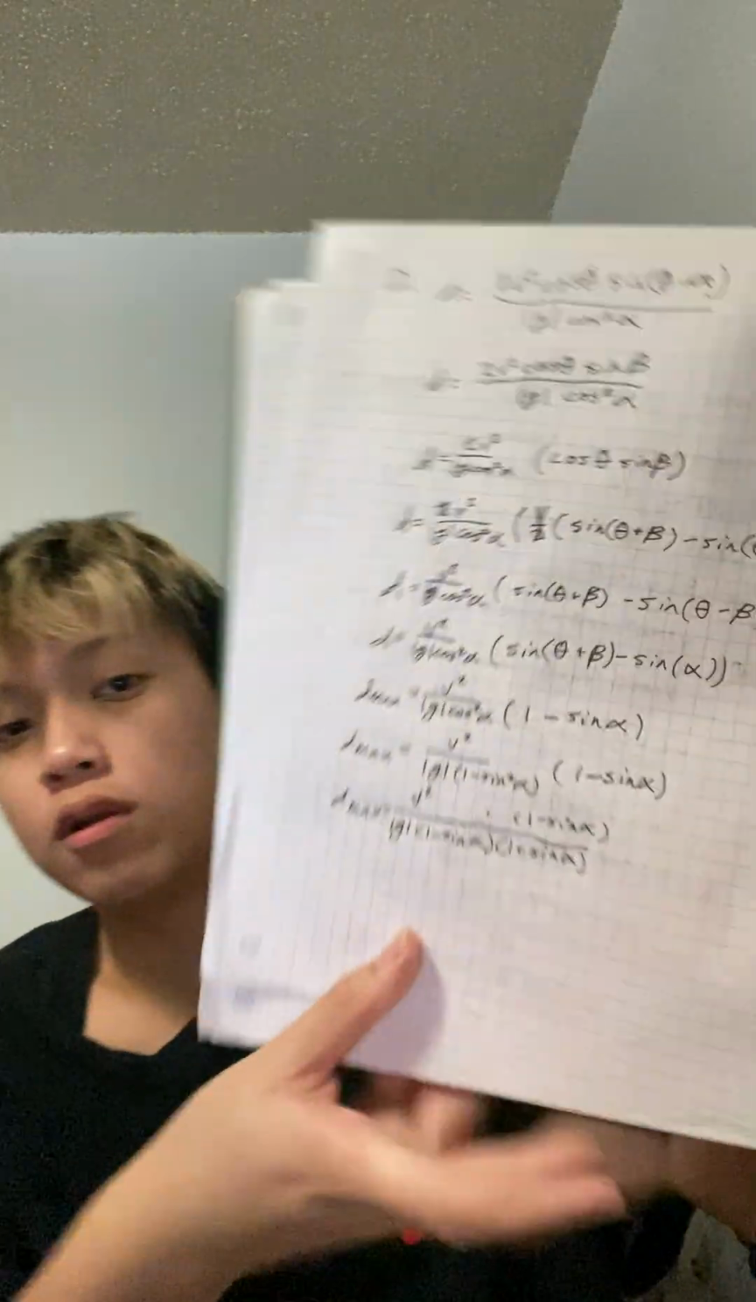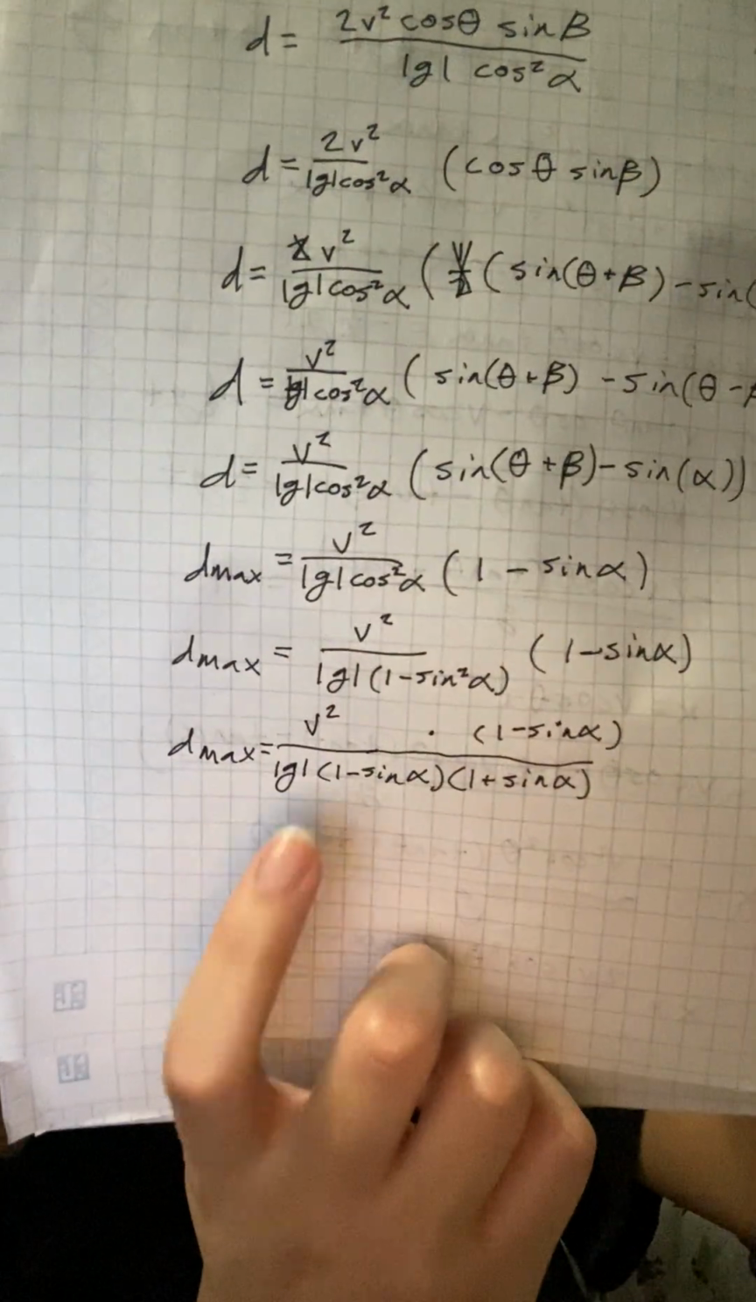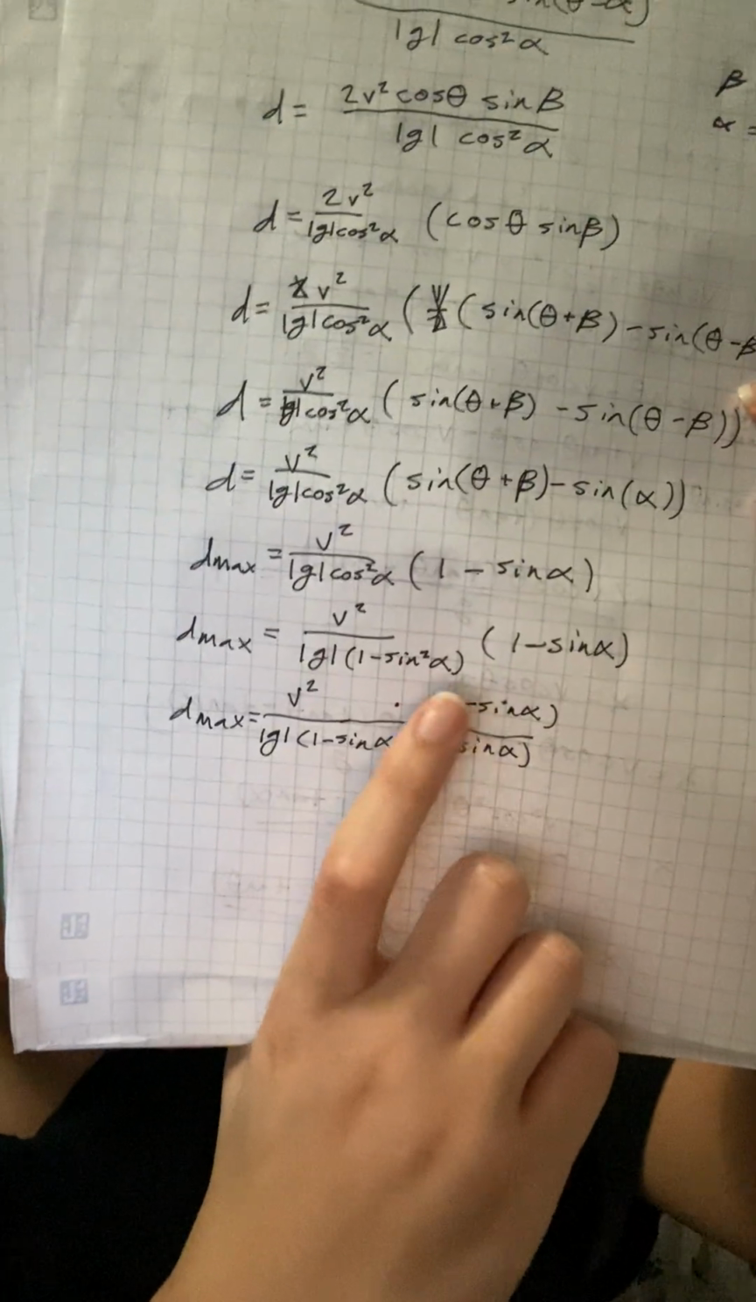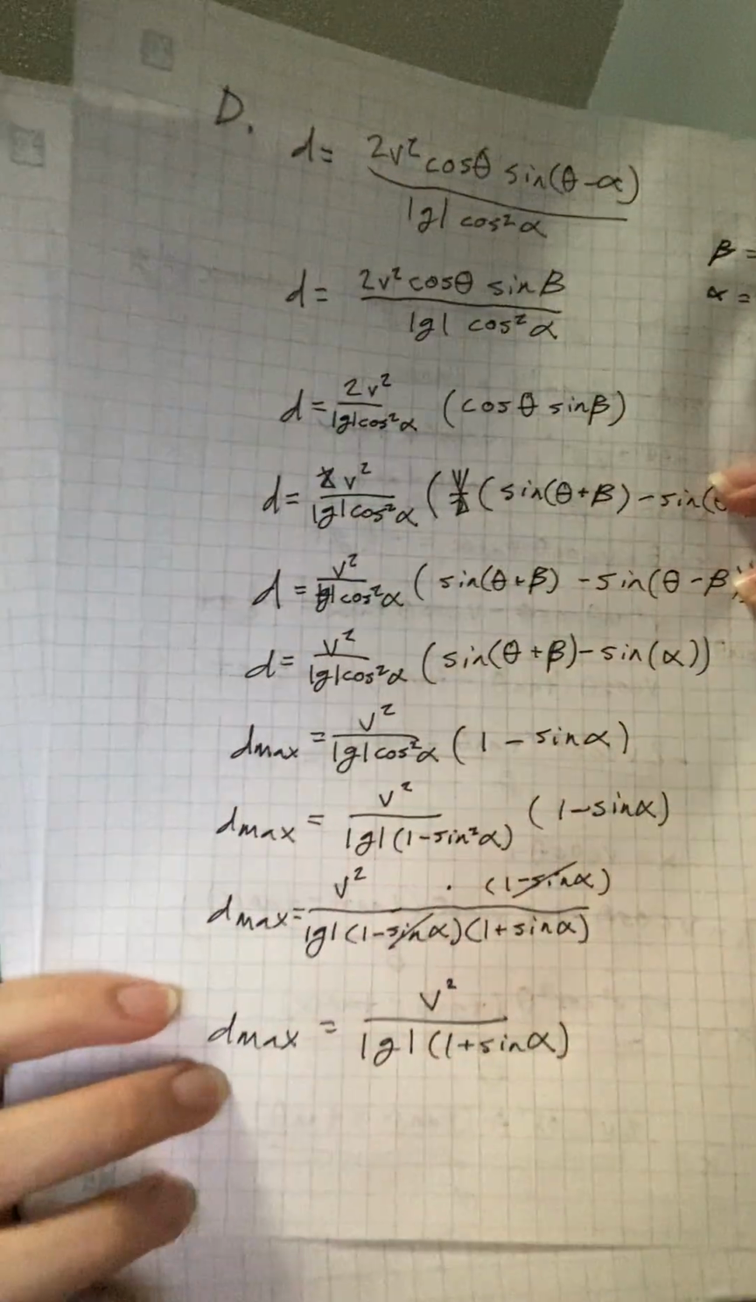Let me extend the fraction bar to here. And you can see that 1 minus sine alpha cancels out with 1 minus sine alpha on the numerator and denominator, meaning that your d maximum is equivalent to v squared over the absolute value of g times 1 plus sine alpha, which is the equation for part D proven. Thank you and good night.